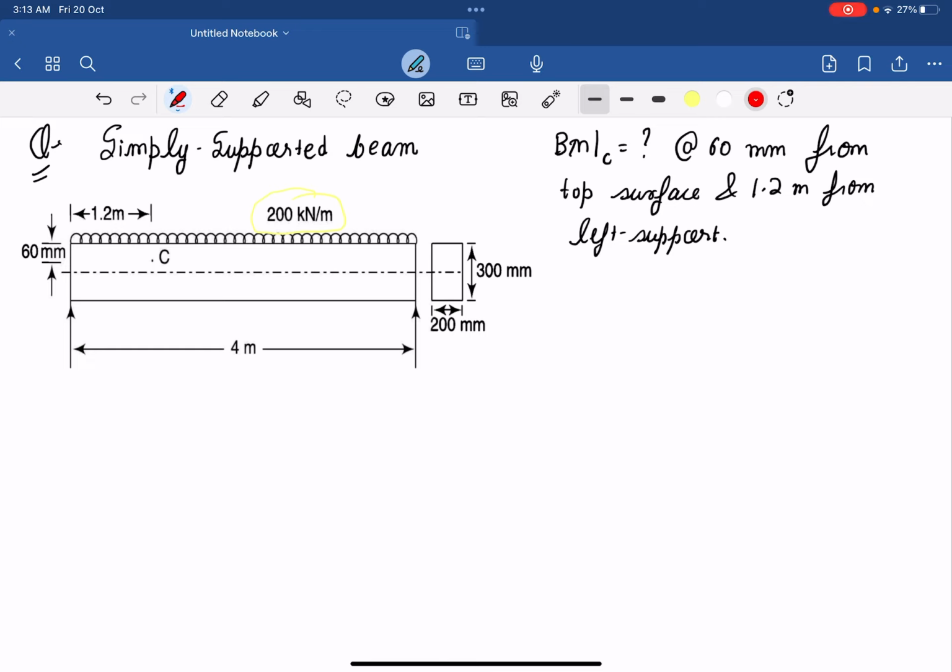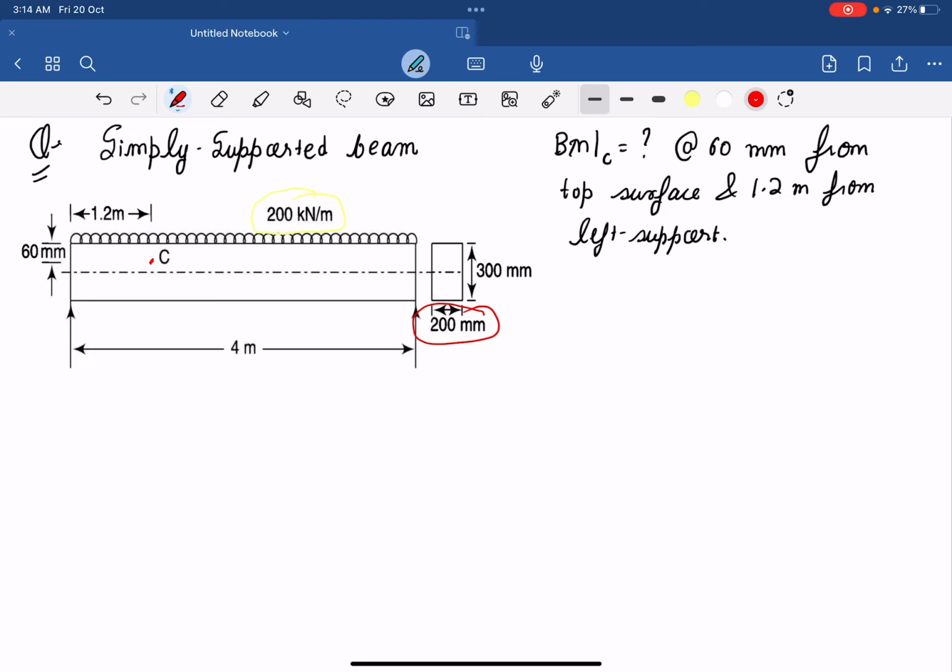And यहाँ पे आपको cross section दे रखा है जिसकी height आपको दे रखी है 300 mm, and आपकी width दे रखी है 200 mm. And आपको यहाँ पे क्या निकालना है, आपको यहाँ पे निकालना है bending moment at point C, which is 60 mm from top fiber and which is 1.2 meter from the left hand surface. I hope this question is clear.